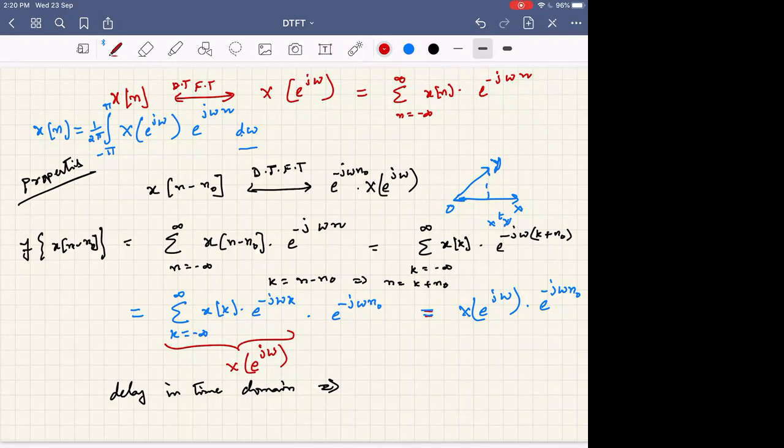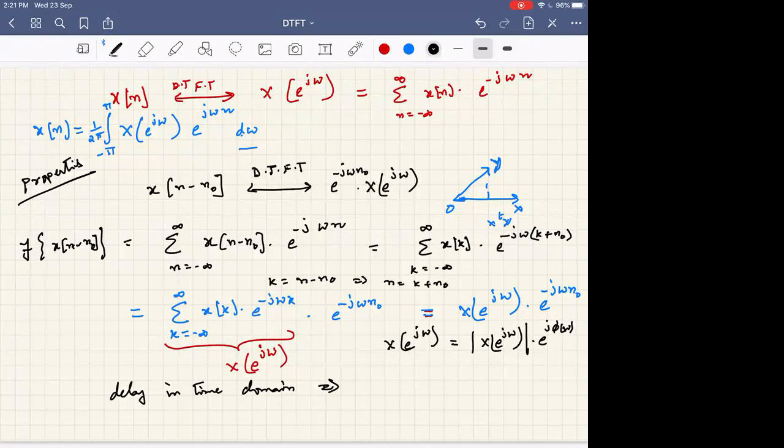So what is happening to phase? Say X of e power j omega can be written as the amplitude of X of e power j omega into e power j phi of omega. If I write it like this, now what is this? Say e power minus j omega n naught into X of e power j omega, what does it do for this X of e power j omega?